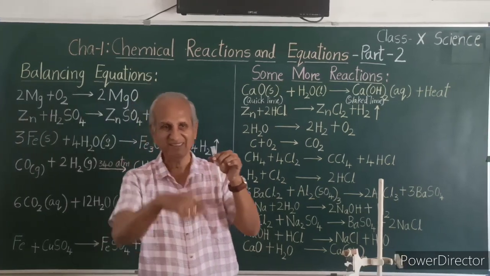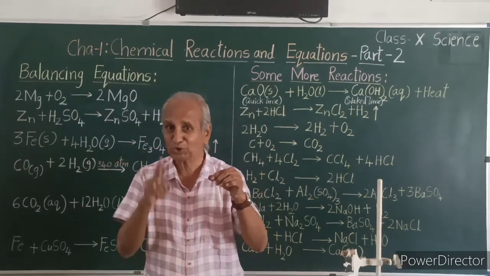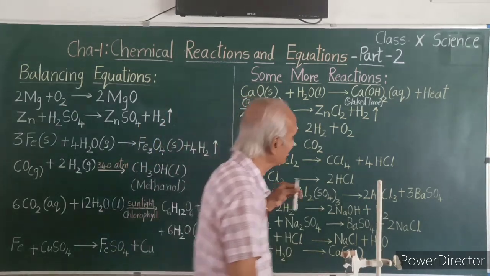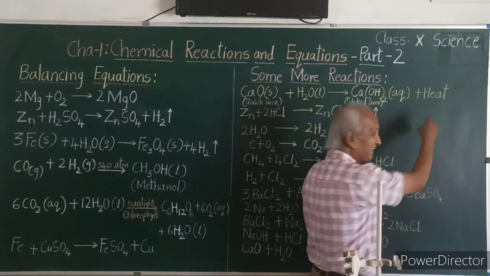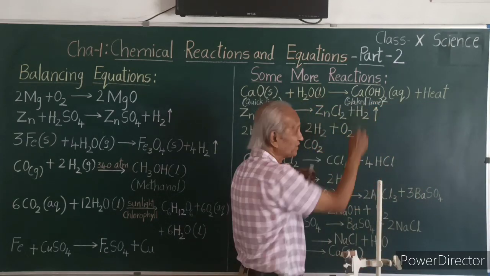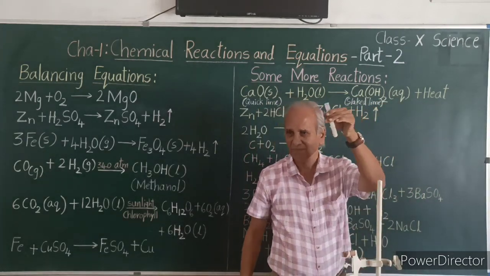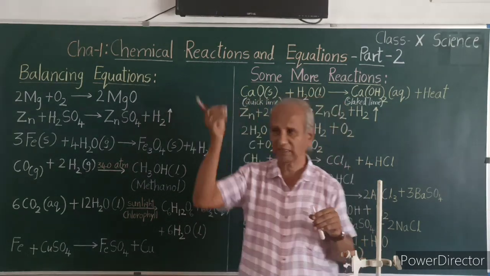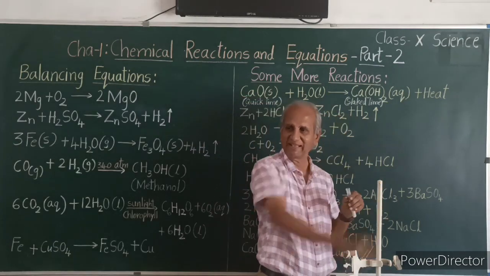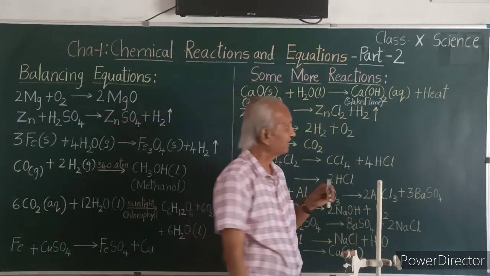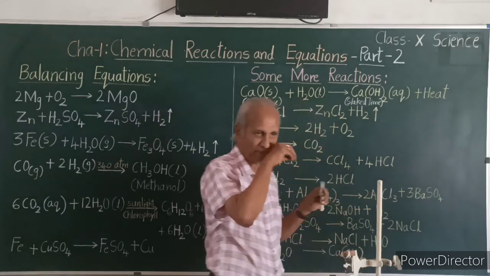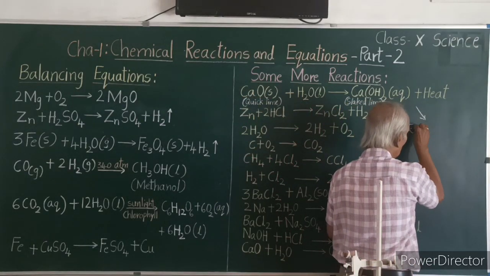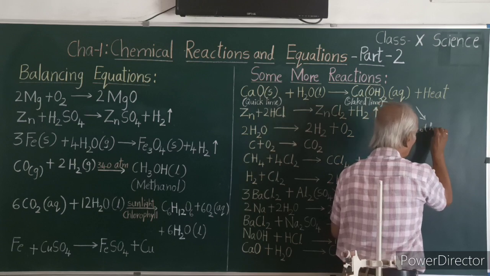Now such a reaction, we call an exothermic reaction. See, we have written heat there. Calcium hydroxide is slaked lime. This calcium oxide, we call quicklime. Quicklime reacts with water to give slaked lime, calcium hydroxide, and heat is liberated. So we call this reaction exothermic.